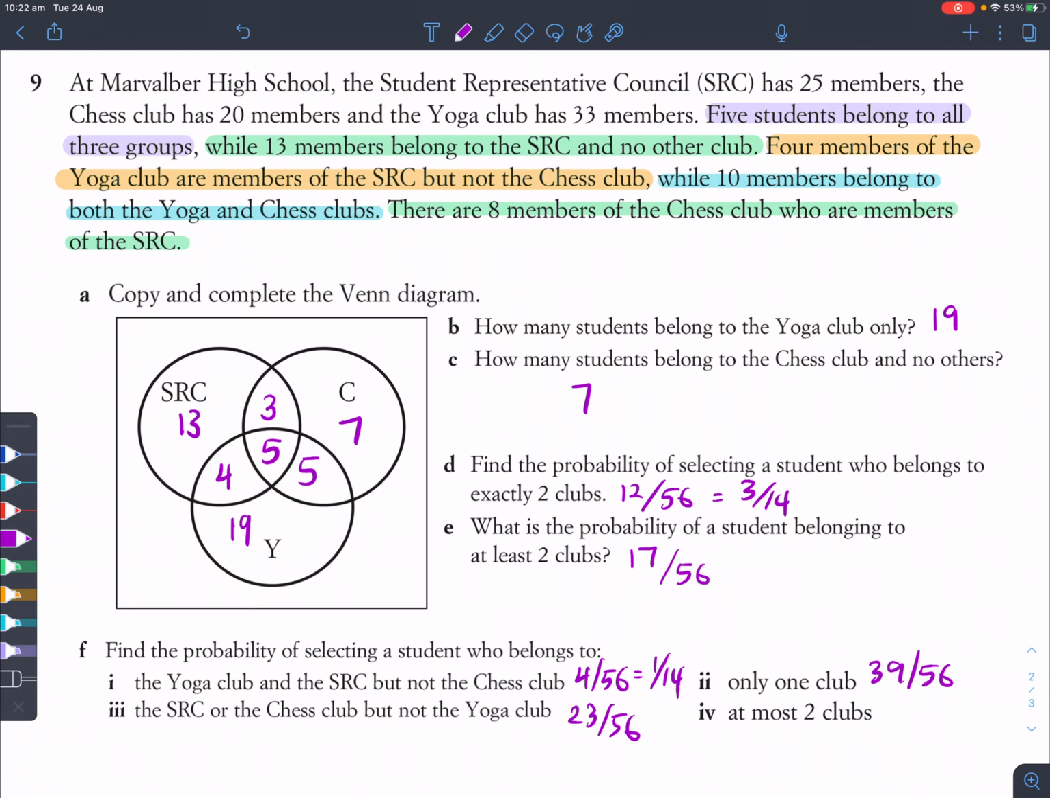And then for our last part, at most 2 clubs. At most 2 clubs means at maximum we have 2 clubs. So they have to belong to either 0 clubs, which is nothing, because there's no one that's not in a club. There's no one outside the circles. Or 1 club or 2 clubs. So that means everybody except the members who belong to the 3 clubs. So we exclude this one, but we include everything else in the circles because they belong to 1 or 2 clubs. So if we get the number 56 minus the 5, that's 51 out of 56. I hope that helps you.